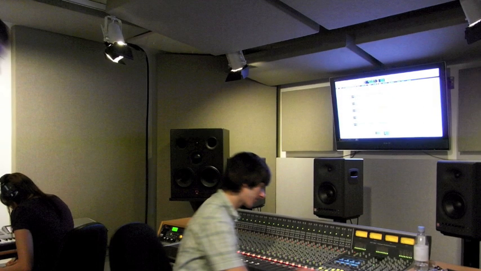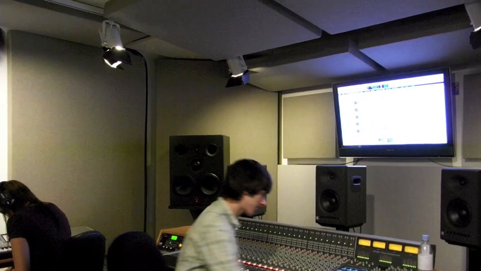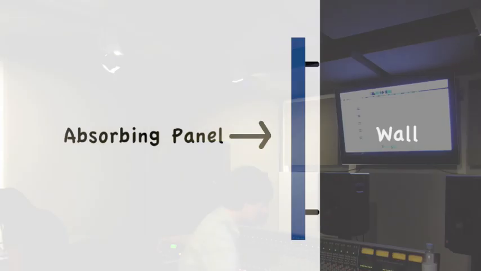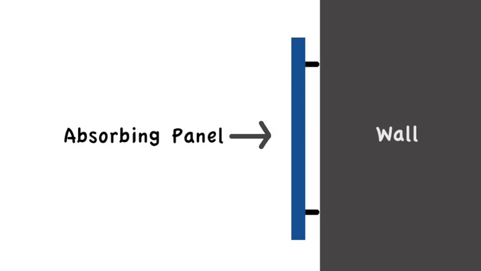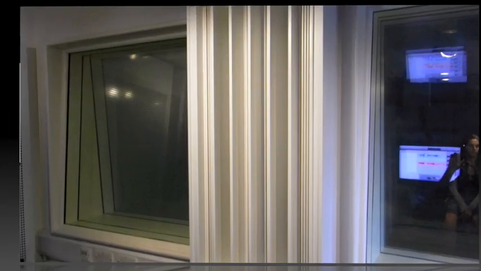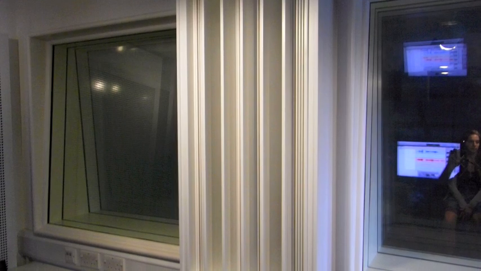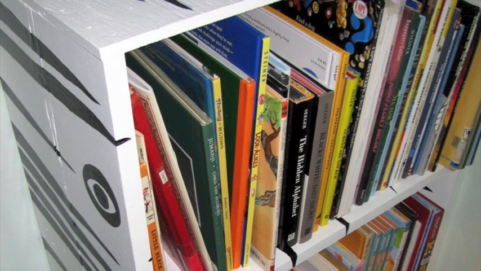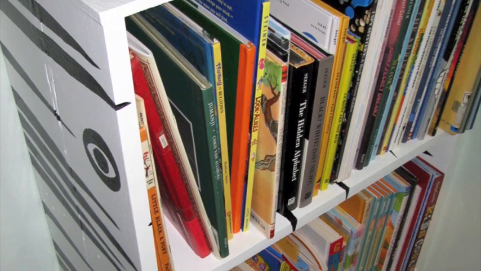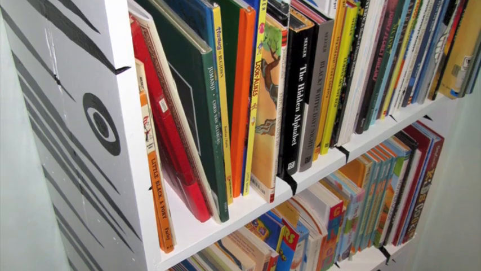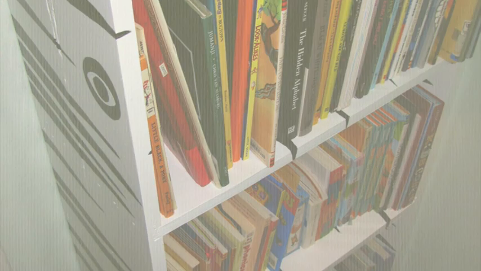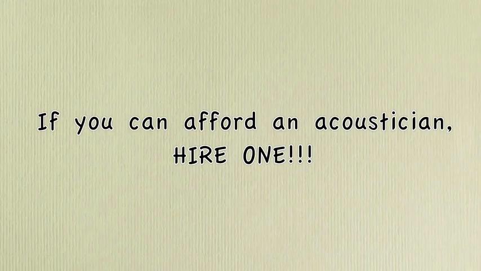Thick absorbing panels cost a lot, especially when on a budget. If a gap of free space equal to the thickness of the panel is left when mounted on the wall, its absorbing quality can improve greatly. If built-in custom diffusers are simply out of the question, a bookshelf filled with old books and placed in the back of the room can do the trick. If you can afford an acoustician, hire one.